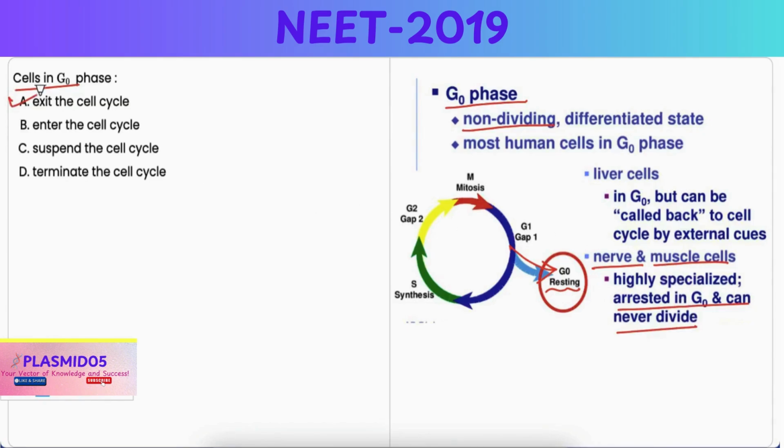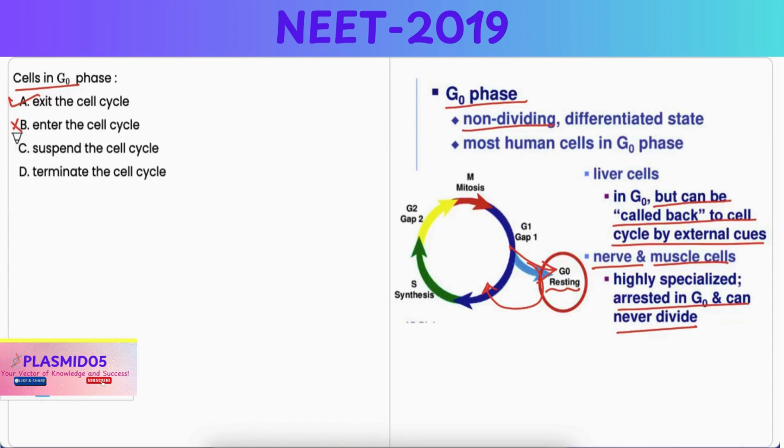Option B, entered the cell cycle. It is incorrect. Now, cells in G0 phase are not actively entering the cell cycle. Instead, they are in a state of quiescence. Now, while some G0 cells can re-enter the cell cycle, but under certain conditions, this is not their primary state. Option C, suspend the cell cycle.